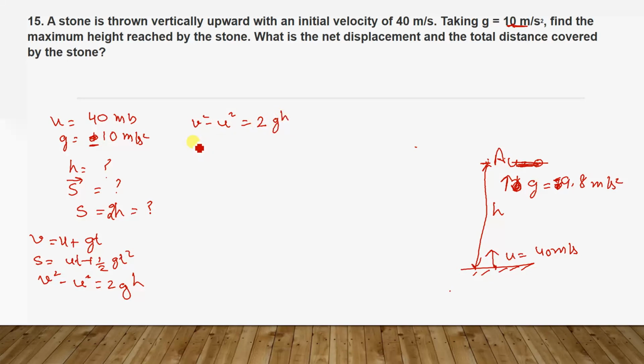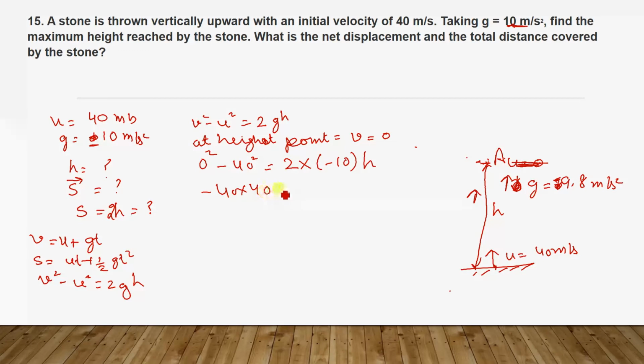So let's write the values. Finally, at the highest point, it is thrown up. At the highest point, v will be equal to 0, because the stone is coming from below to above, so at the highest point we take v to be equal to 0. So let's fill in the values. 0 square minus 40 square is equal to 2 into, it is thrown vertically upward, minus 10, and the height we can calculate. Yes, so it is minus 40 into 40, equals minus 2 into 10 into h.